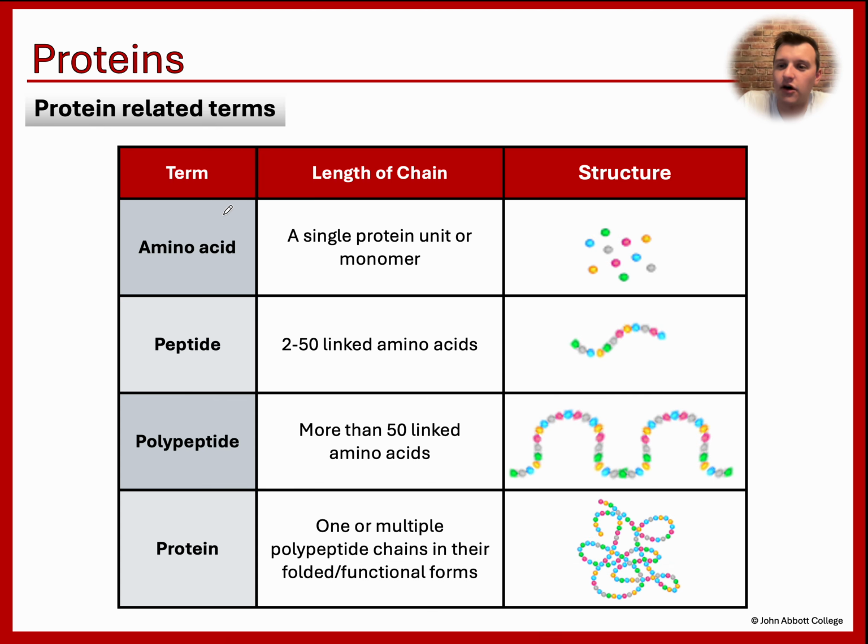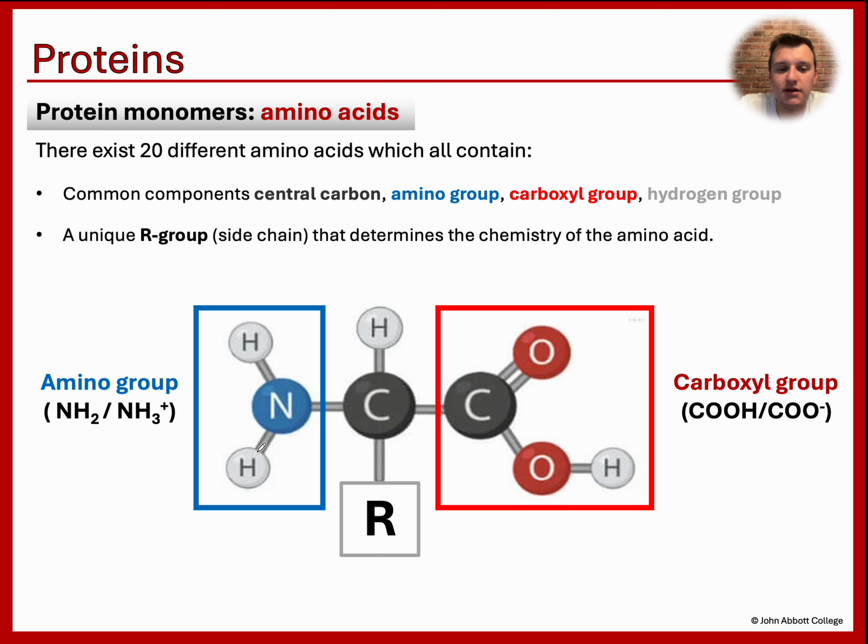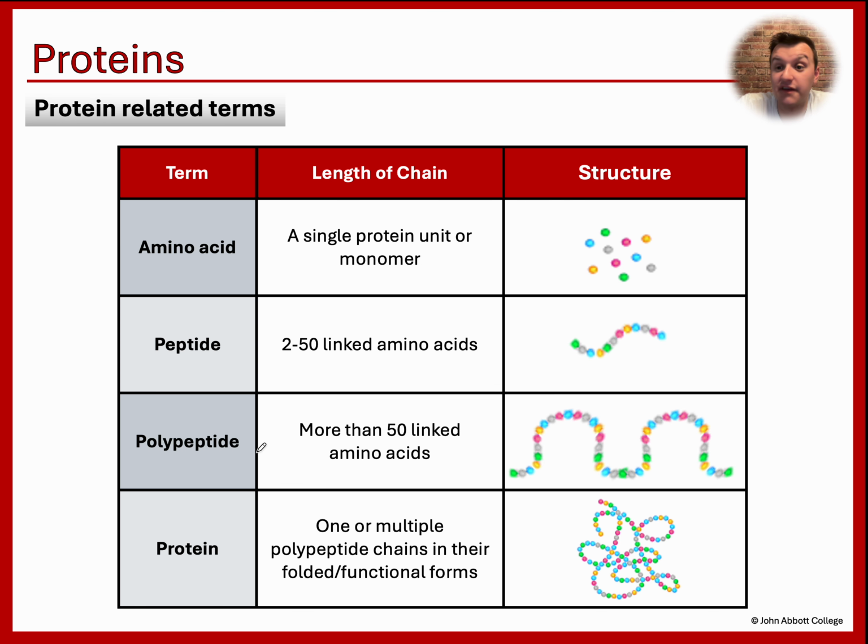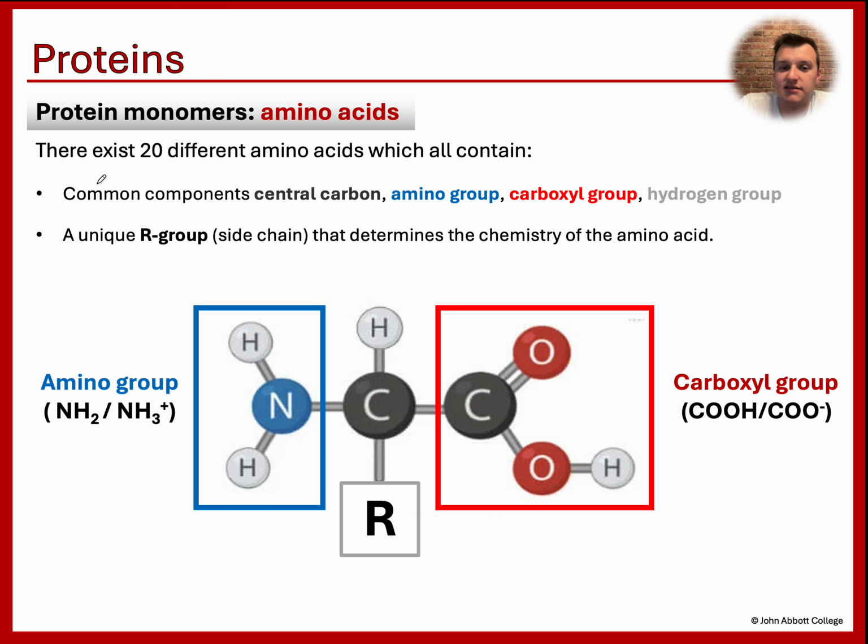Remember in carbs, we saw monosaccharide, disaccharide, polysaccharide. Well, here we have amino acids that are 1, like monosaccharides. We have peptides that are 2 to 50, kind of like the disaccharides, right? And we have polypeptides, which are like polysaccharides, right? So we're going to go through each of them one at a time. Amino acids, these are the protein monomers. There exist 20 different amino acids which all contain the same thing.